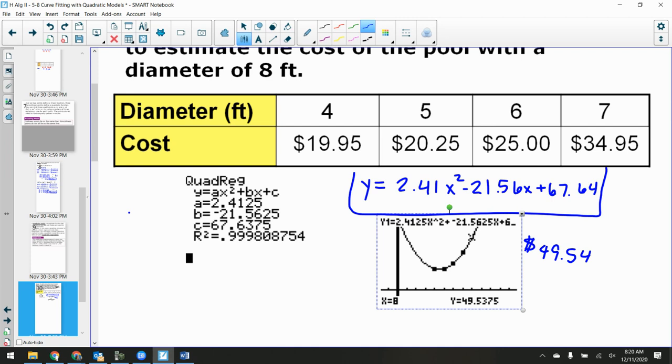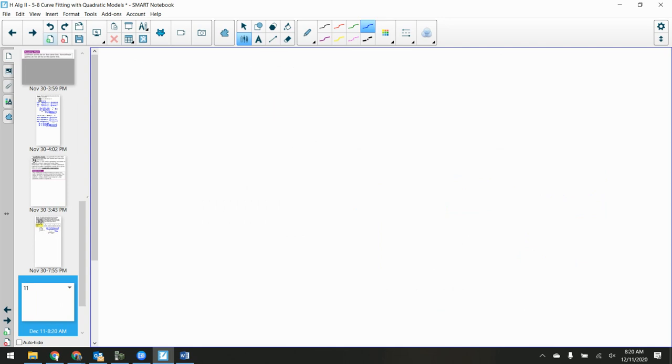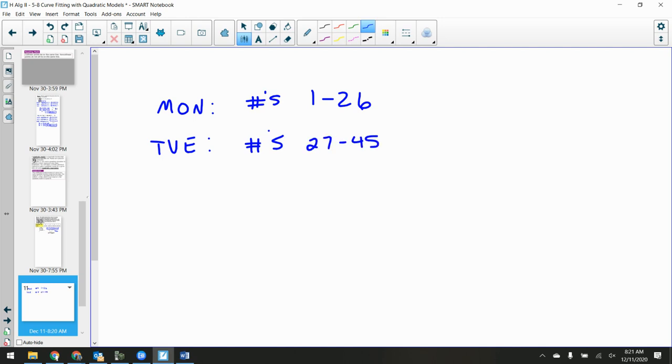It's not too bad. The algebra 1 practice exam is a lot more lengthy. Okay, and I'm going to write this on the whiteboard too, but I want the folks at home to see it as well. On Monday, we need numbers 1 through 26 due. On Tuesday, I need you to have the rest of it done. Numbers 27 to 45.